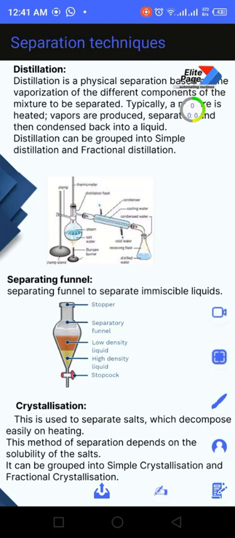Next one is crystallization. This is used to separate salts which decompose easily on heating. This method of separation depends on the solubility of the salt. Different salts have different solubilities at different temperatures. For simple crystallization, they have a wide range of solubility, while for fractional crystallization, they have a close range of solubility.